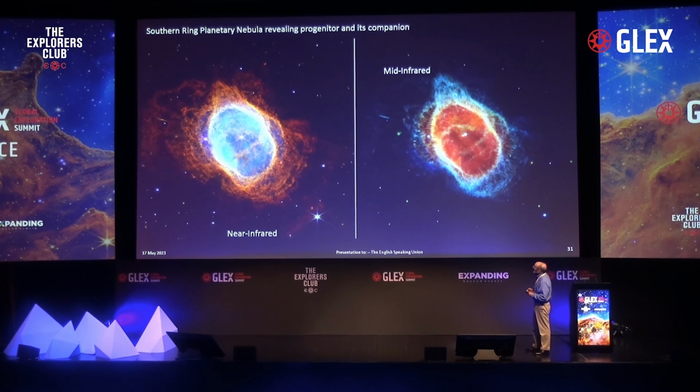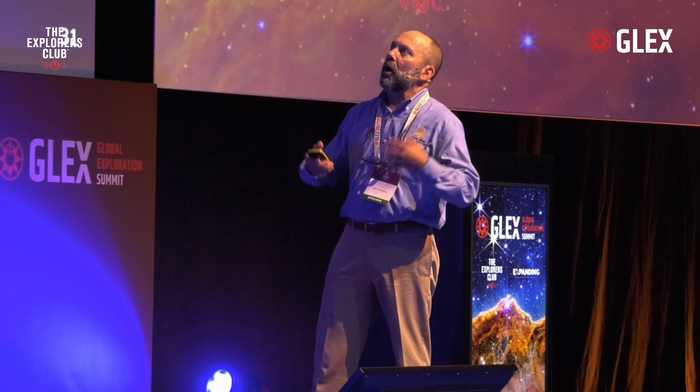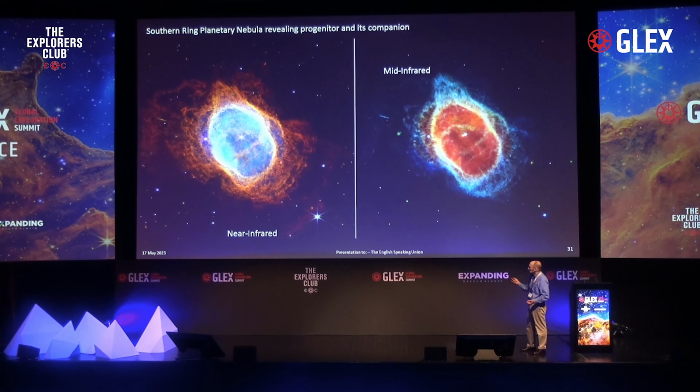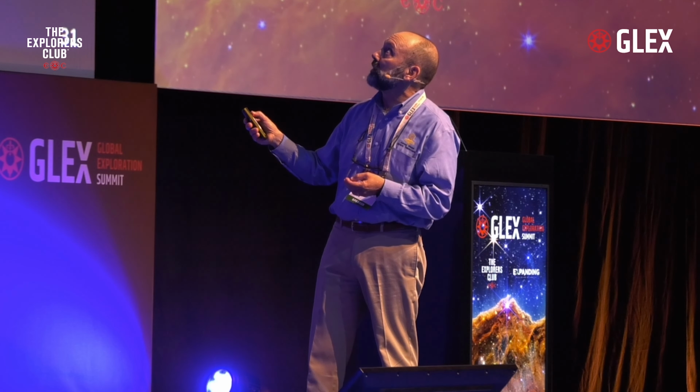This is an example of the death throes of a star like our sun. It's called a planetary nebula, has nothing to do with planets. When a star like our sun runs out of fuel, it will throw off its atmosphere into space to produce this nebula. And here we're seeing it in the near infrared. Here we're looking at hot gas and hot dust. And with Webb's mid-infrared instrument, we're able to see cold hydrocarbon emission and cold dust, and we can even see the progenitor star and its companion that gave rise to all of this.